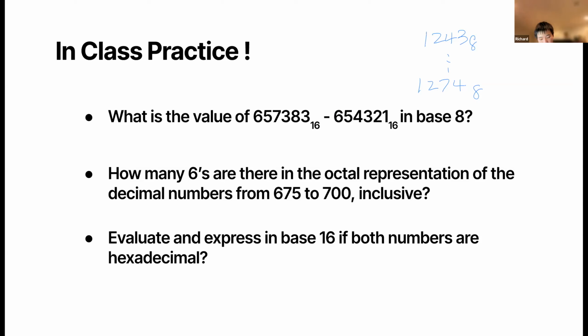So the first number that would have a 6 in it would be 1246. The next one would be 1256. And then we would have 1260, 1261, all the way to 1266. 1267 is the highest one. So in total, there should be 11. So that's the answer for this question. And the reason is because 1266 has two sixes in it, so it will be counted twice.